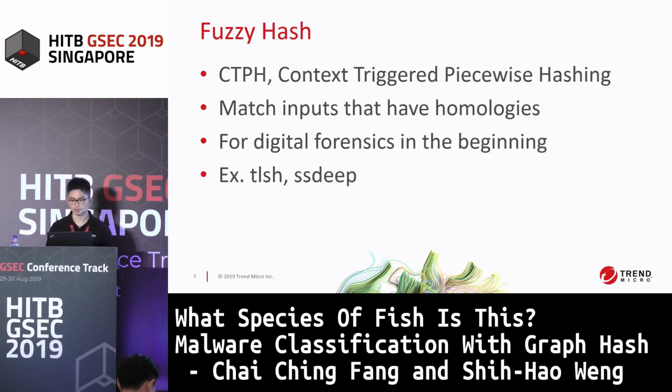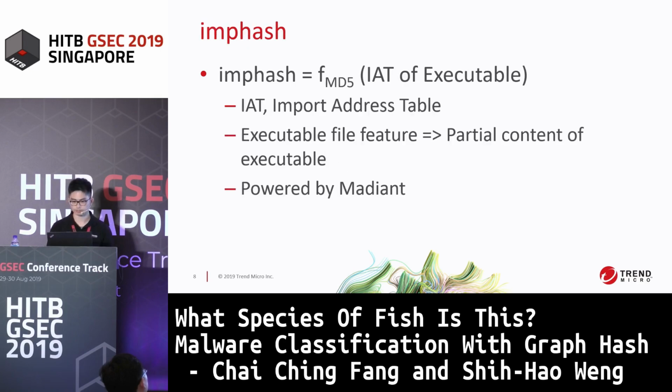The second one is fuzzy hash. It is also called CTPH, and it is used to match inputs that have homologies. In the beginning, it was for digital forensics, such as TLSH and ssdeep. Until now, the methodology we're talking about is tagging the whole executable file.